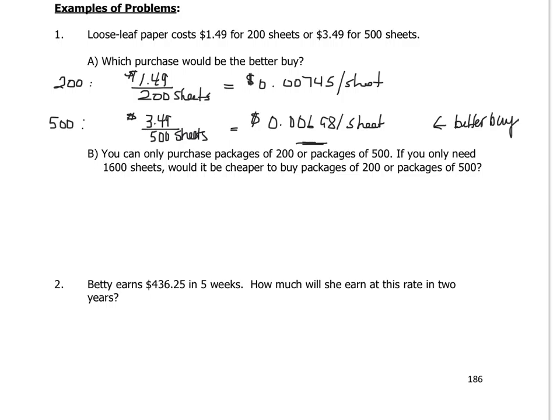Okay, question B says you can only purchase packages of 200 or packages of 500. If you need only 1,600 sheets, would it be cheaper to buy packages of 200 or packages of 500? So if you're using packages of 200 and you need 1,600 sheets, you would need 8 packages of 200 sheets. That would give you exactly 1,600, which would mean that the cost would be $1.49 for one package of 200 sheets times 8, and that would be $11.92.